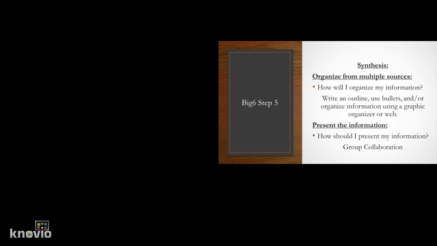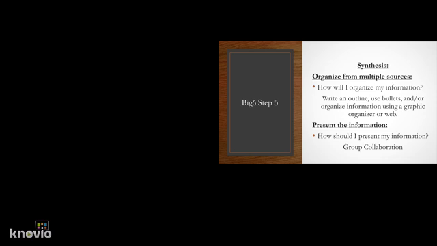Step 5. Synthesis. Organize multiple sources. So how will I organize my information? Well, there are actually several ways. You can write an outline, you can use bullets, and or you can organize your information using a graphic organizer or web. Miss Kennedy is going to share the handout that I created for y'all via Google Classroom. So you can also use that as a document to record and keep up with the sources that you are using. How should I present my information?